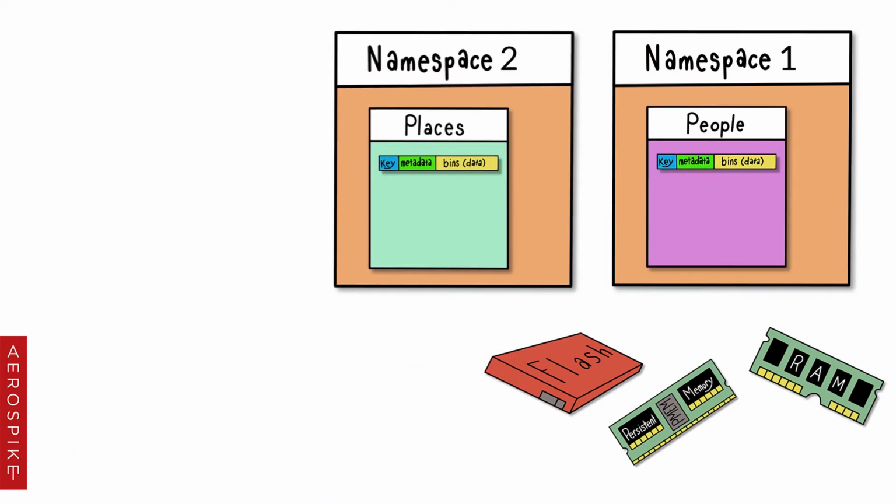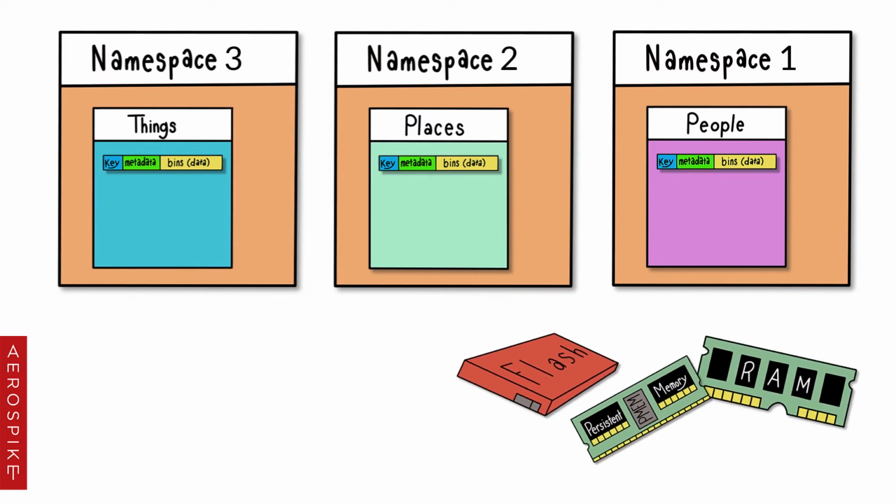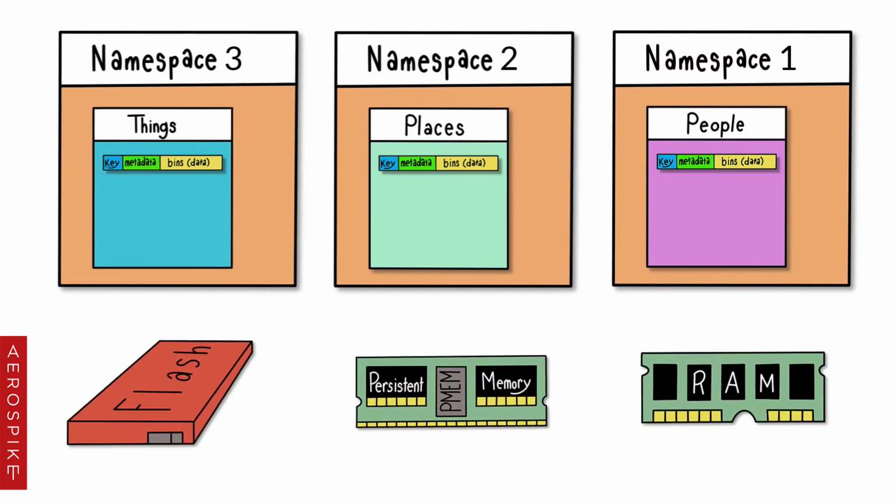A database can have multiple namespaces, each with its own policies and storage engine. This allows for use of the storage medium that works best for the data being stored. For example, I might configure small, frequently accessed namespaces in DRAM, while putting larger namespaces in less expensive flash.